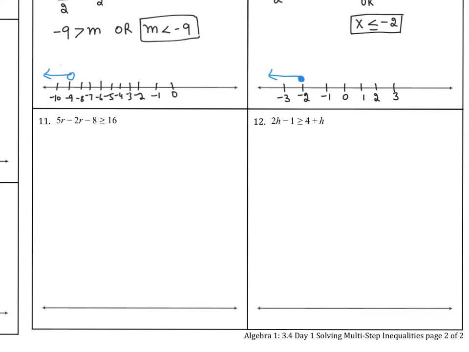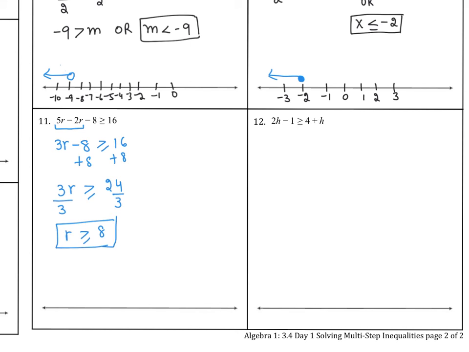Question number 11, you're going to combine the like terms. So that's going to be 3r minus 8 greater than or equal to 16. Add 8 on both sides. You get 3r greater than or equal to 24. So when you divide by 3 on both sides, you get r greater than or equal to 8.